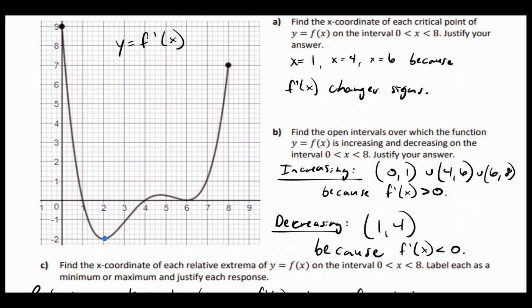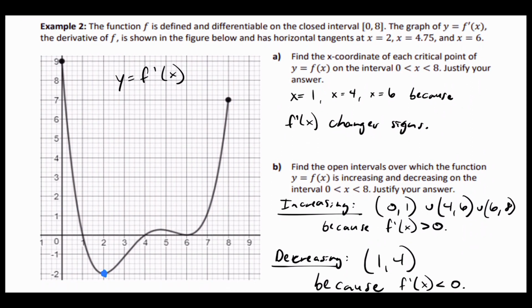2, positive 2, right? Change from decreasing to increasing. Where else? Yeah, 4.75. 4.75 right about there. How do I know it's 4.75? Because it told me in the beginning. And 6. Those are the horizontal tangents that they told me about. So all 3 of those are going to be points of inflection.